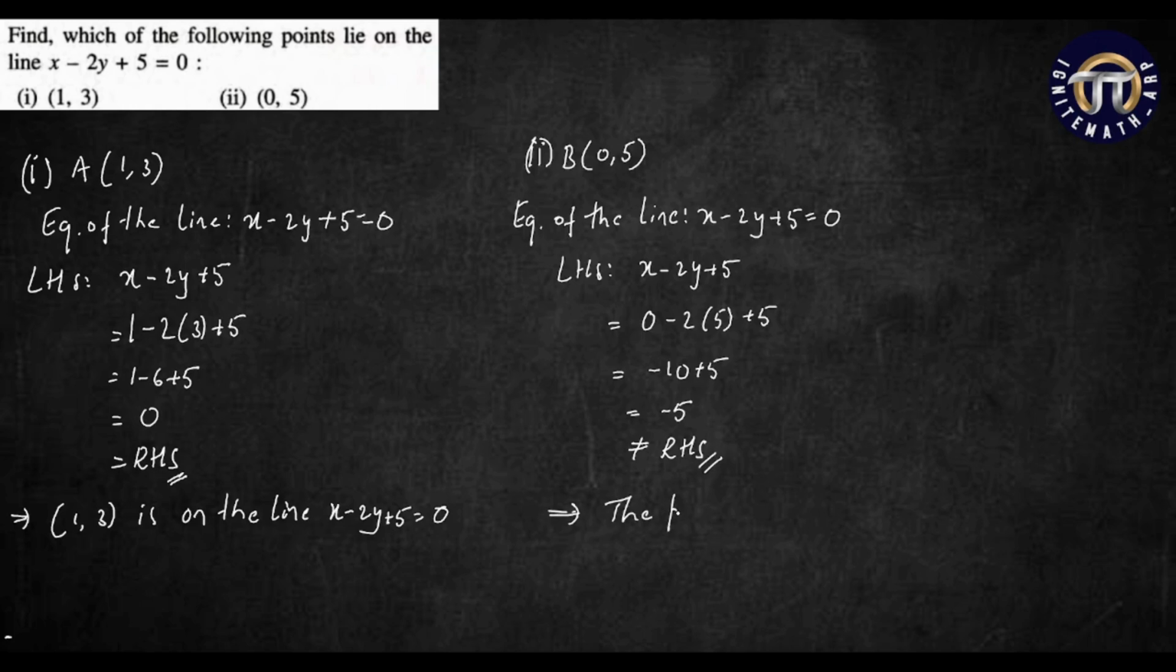The point 0 comma 5 does not lie on the line x minus 2y plus 5 equal to 0. Yes, children. If it is equal to RHS, then I would have told that 0 comma 5 also lies on the given equation of the line.